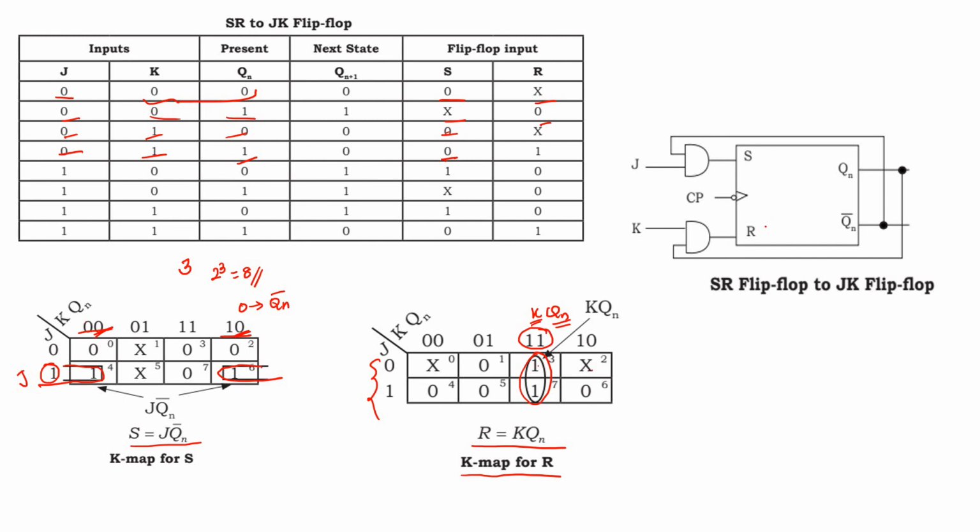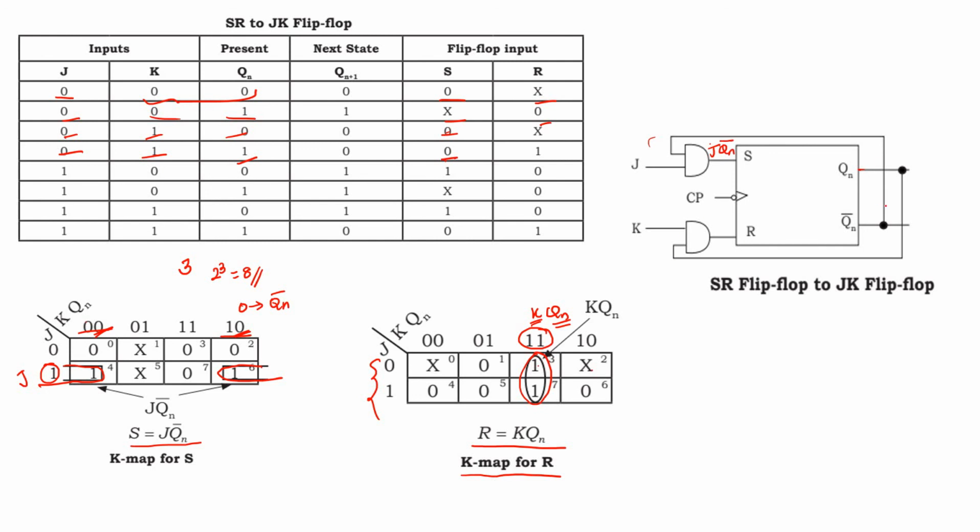Next I am going to draw the realization of the JK flip-flop from SR flip-flop. I have to draw the SR flip-flop here. So what is the value of S? S is equal to J into Qn bar. This is Qn bar, no? This is connected here. We get J into Qn bar.